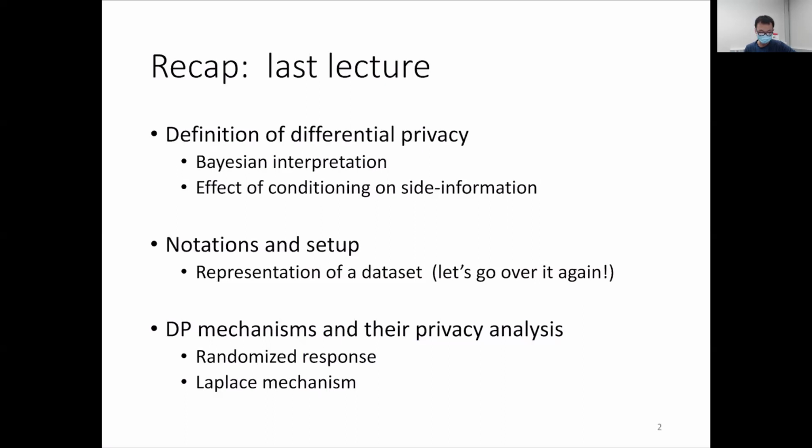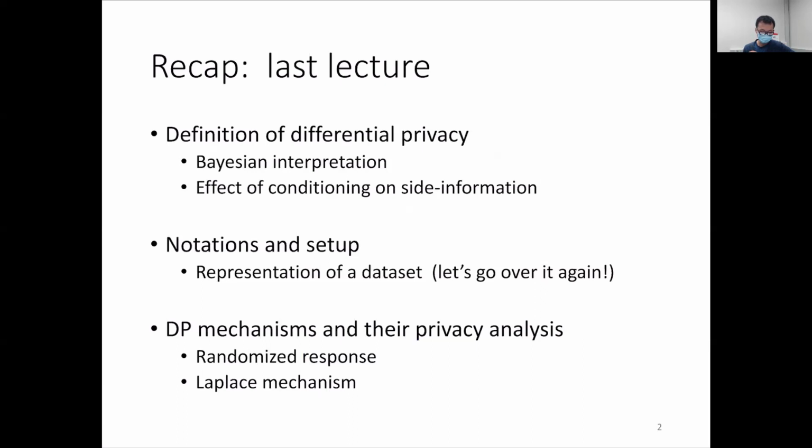I received some questions after the lecture last time, so I'm going to go over the representation of the data set again in today's lecture to make sure everybody's on the same page. My philosophy of teaching is that all the good materials should be taught at least twice. So starting this lecture, I'll give a quick recap of the last lecture without necessarily going into all the technical details.